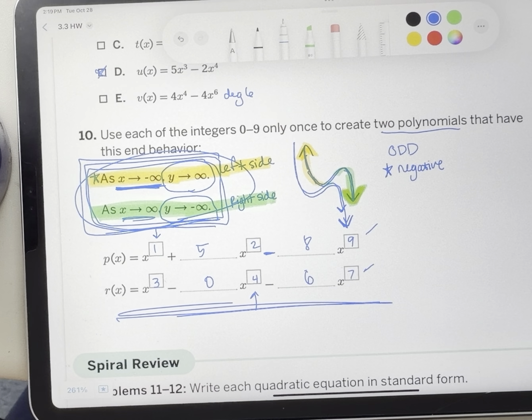Right here. Why can't I put the 0 in front of the x to the 7th? What's 0 times anything? 0. That means I don't even have an x to the 7th at that point. Does that make sense? So you just gotta make sure you don't put the 0 where the biggest term is.